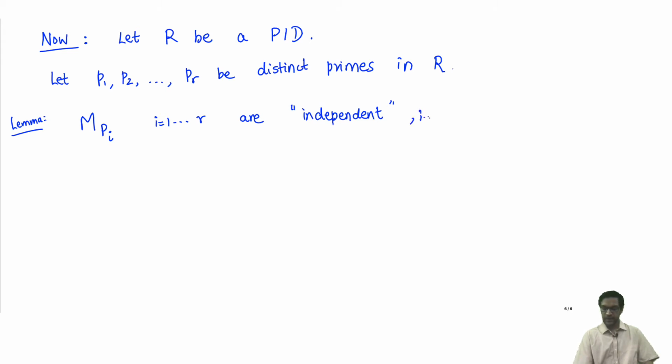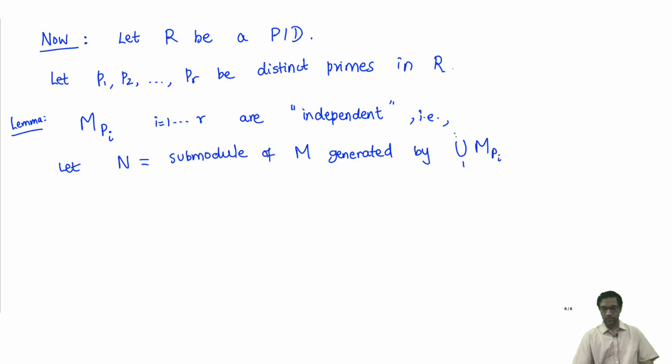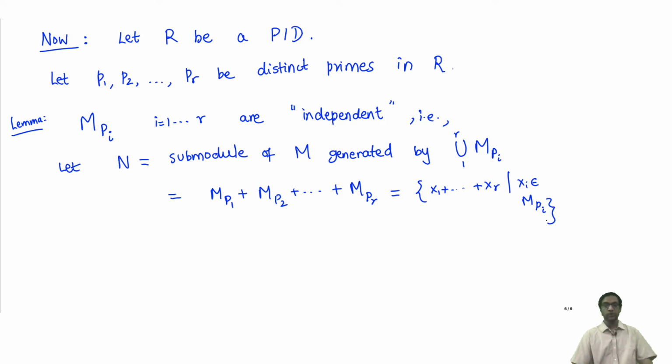So they are independent, i.e., what do I mean? Let N denote the submodule generated by their union. So let this be the submodule N of M generated by these MPIs, i from 1 to R. Now what is this really? We usually write this as MP1 plus MP2 plus MPR. In other words, the submodule comprises exactly the elements of the form x1 plus x2 plus xr, where each xi comes from the appropriate submodule MPI. So this is exactly the submodule generated by their union.